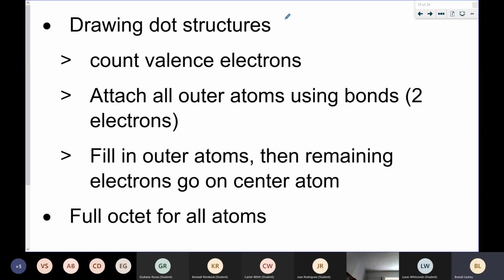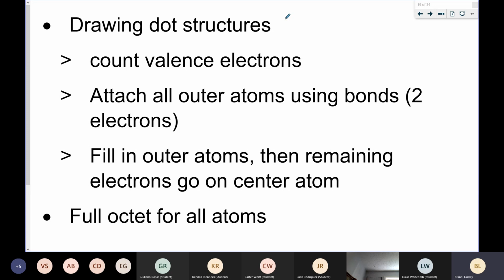And then we want to make sure that everything does have a full octet. So if for some reason something does not have a full octet, a lot of times that may happen with our center atom. That's when we can steal a pair of electrons and make a double bond or even a triple bond if needed.